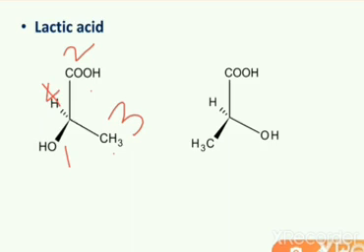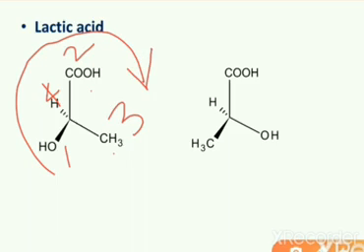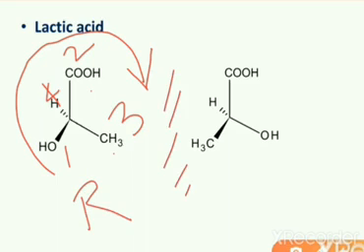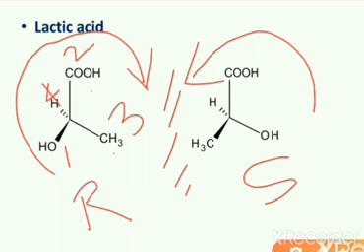So after assigning the priority, we need to keep the least priority away from us, already away from us in this molecule, so that we can assign. We can see how the molecule is oriented. So here 1, 2, 3 are arranged in clockwise direction, so we'll say R configuration. So here we have the mirror image of the lactic acid. The mirror image must have the anti-clockwise, so it would be S.